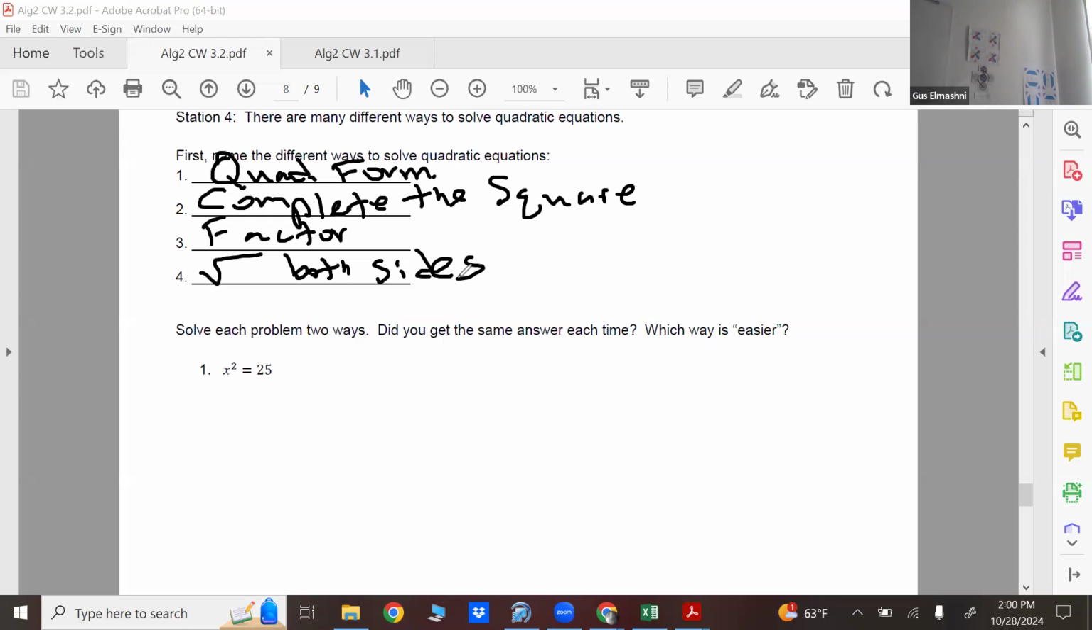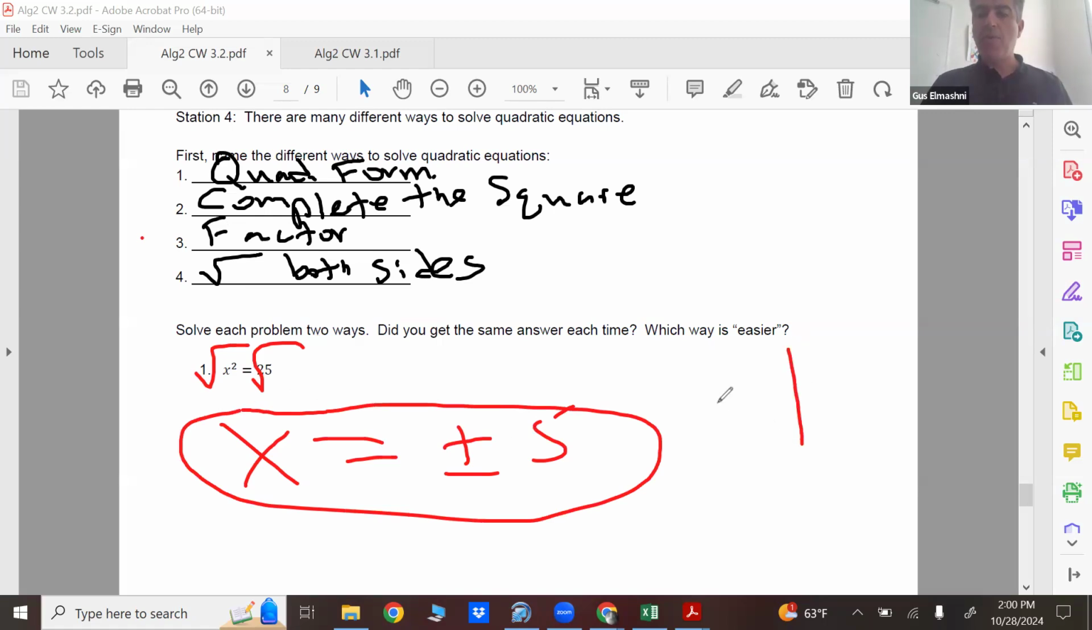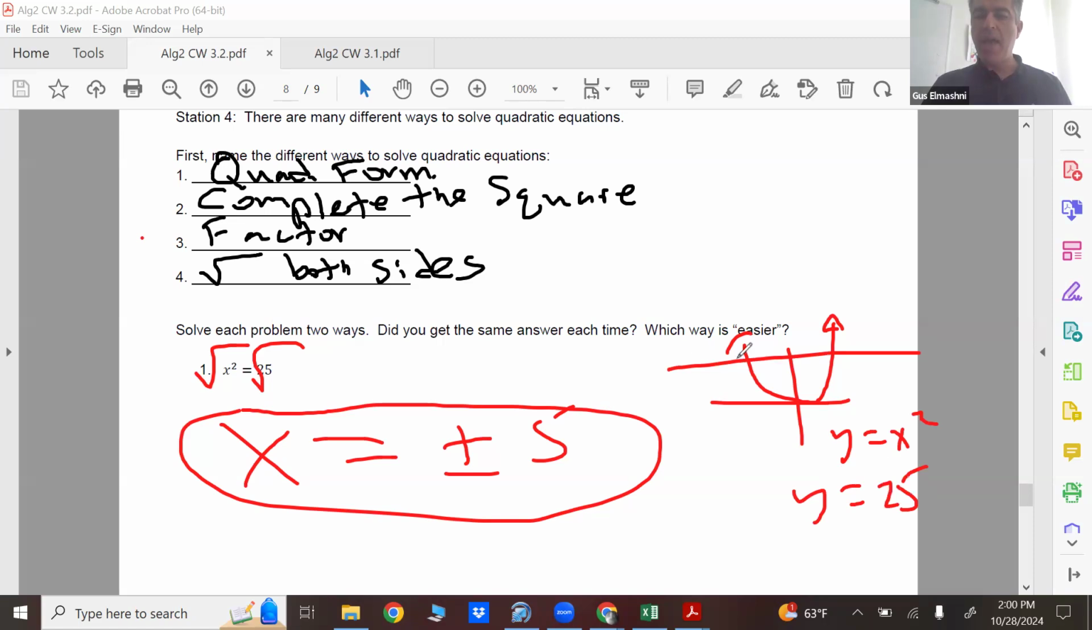So look at the first one here. Of those four options, which do you think I should use for number one? Square root, exactly, 100%. So what would x equal? Yeah, you have to put both because it holds two values. From a graphical perspective, y equals x squared is this. y equals 25 is a horizontal line, and they touch twice. So you have to provide both answers because it has to agree graphically with what's going on. When you square something in general, you always get a positive output, but for solving, I put both.